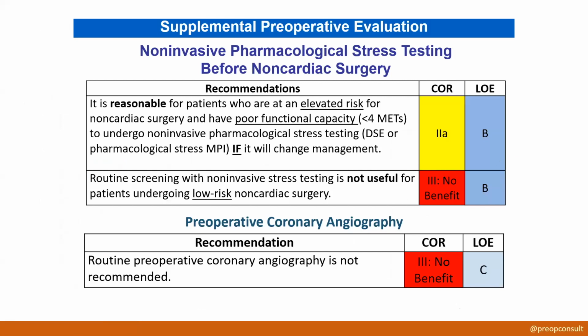Now back to the ACC guidelines. What do they say about stress testing? They say it's reasonable for patients who are at elevated risk and have poor functional capacity, but only if, and this is a big if, it will change management. What does that mean? That means not just that they're going to be considered for cardiac cath and revascularization if it's abnormal. There are other options if it's abnormal.